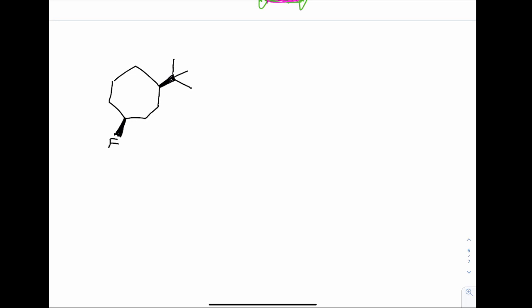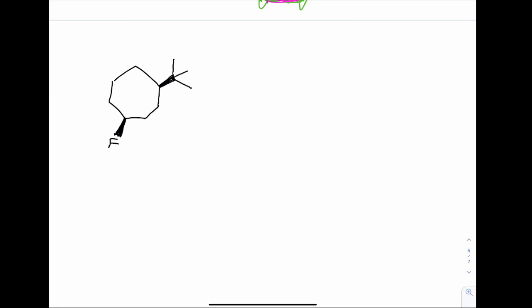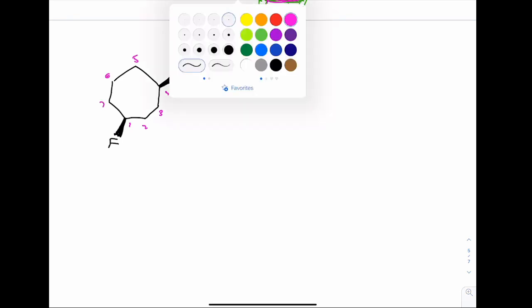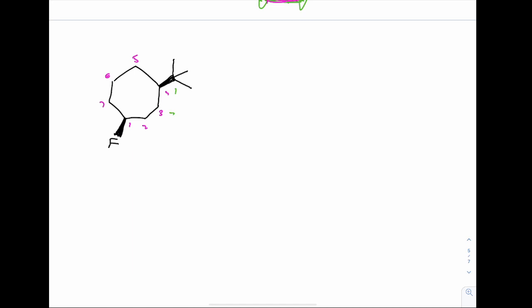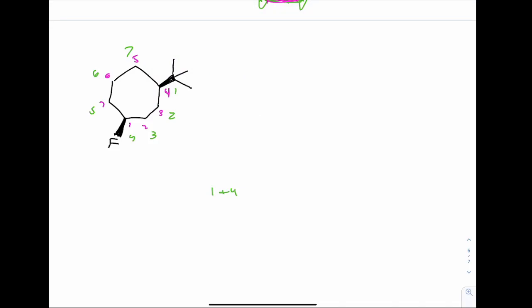So I usually do the cis trans after. It just leaves space for it. So I go through all the normal rules like numbering it. So I want the lowest numbers. So 1, 2, 3, 4, 5, 6, 7. My other option 1, 2, 3, 4, 5, 6, 7. So no matter how you do it, your substituents are going to be on carbon 1 and 4. In the pink, they're also going to be on 1 and 4. So when that happens, that's where we're going to pull out the alphabet.